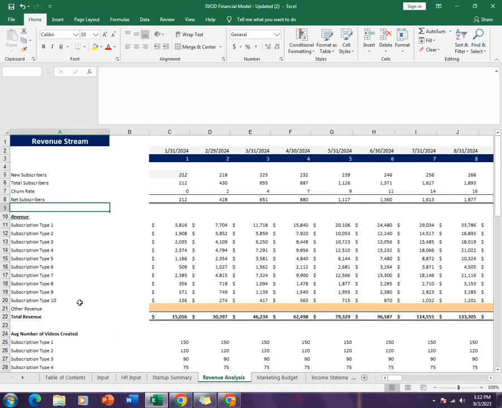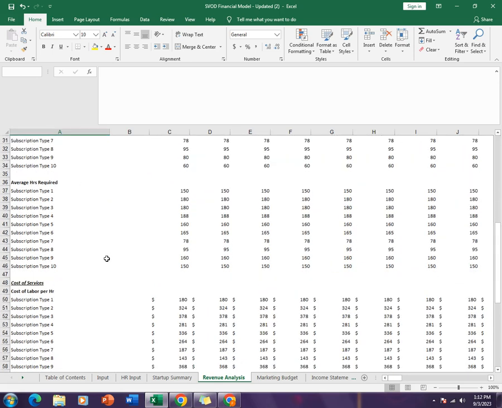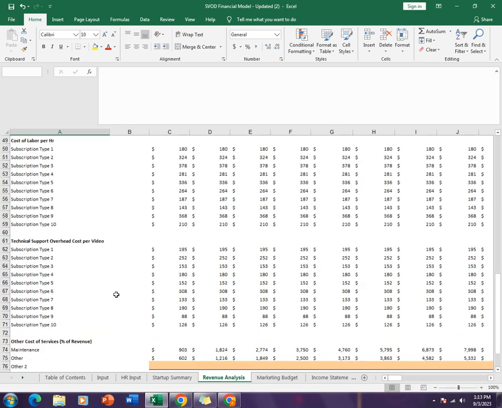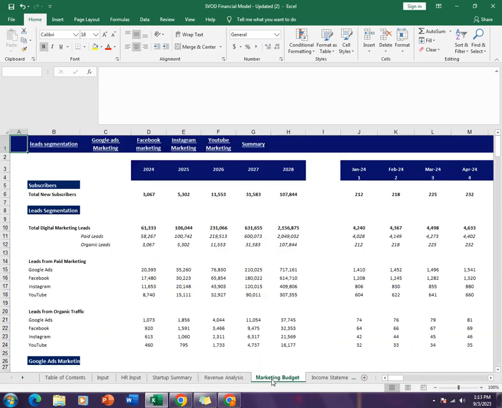Then comes the revenue analysis. The revenue analysis tells you about the new subscribers and total subscribers, as well as the revenue generated from these subscribers on a monthly basis coming towards all the 60 months, which is 5 years. It also tells about the cost on these for the next 60 months, that is the cost of service.